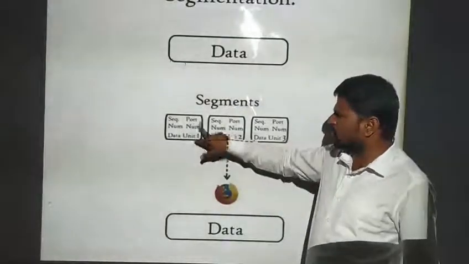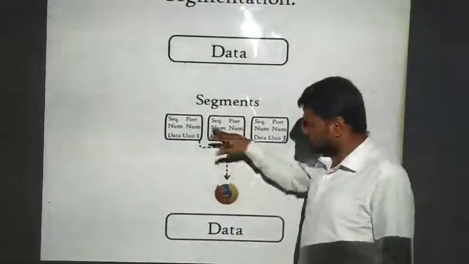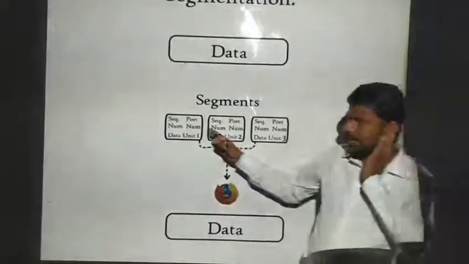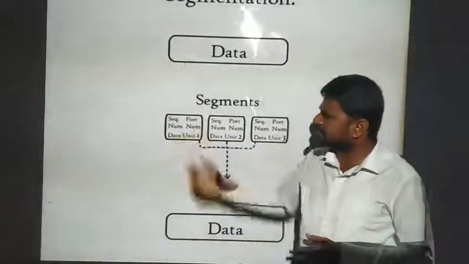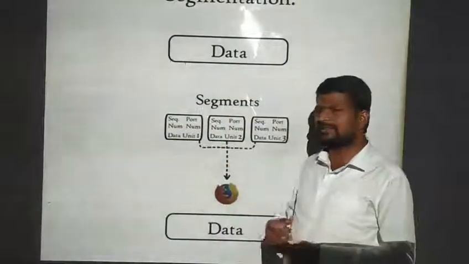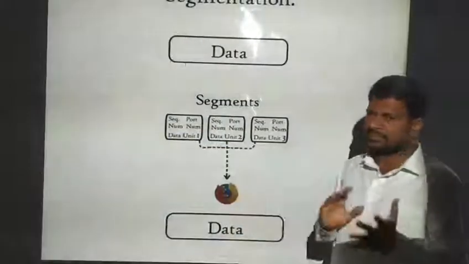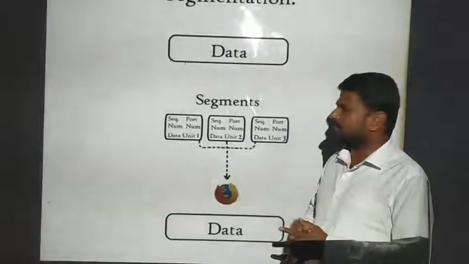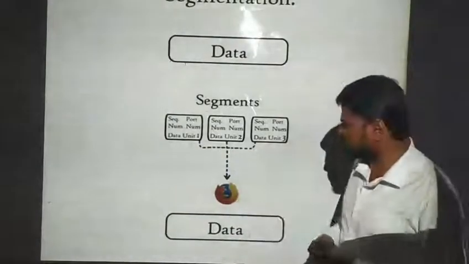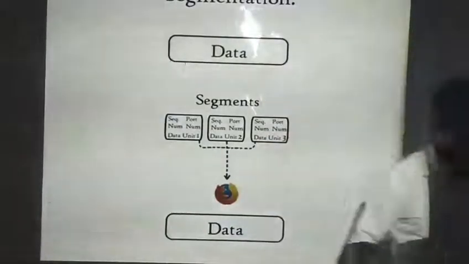Port numbers are used to identify which application the data has to connect to. And what is the purpose of the sequence number? The sequence number arranges the order, which has to connect first. So this is about segmentation.